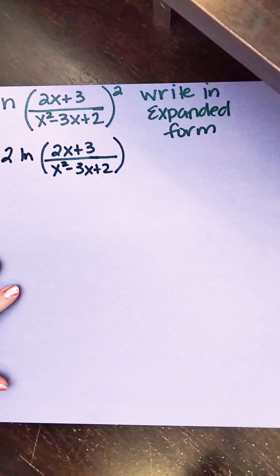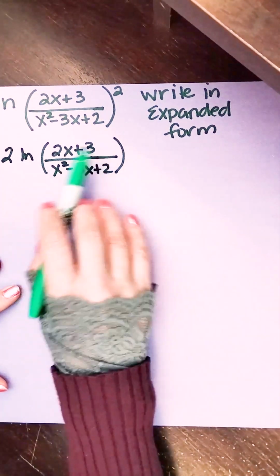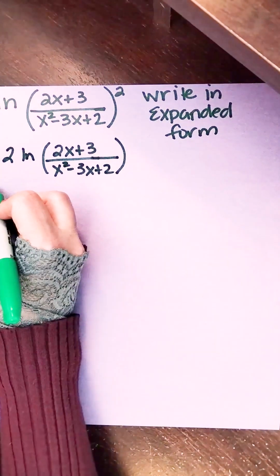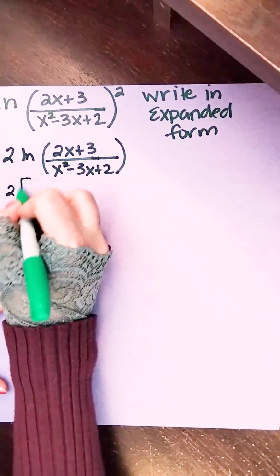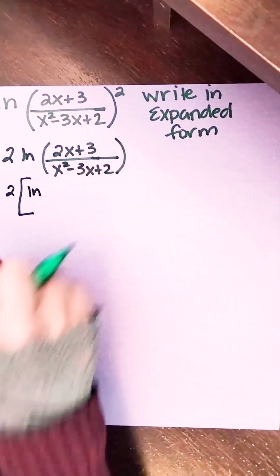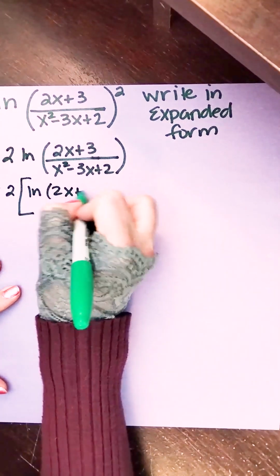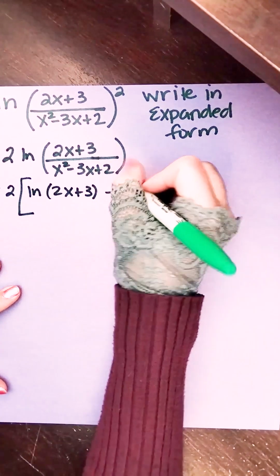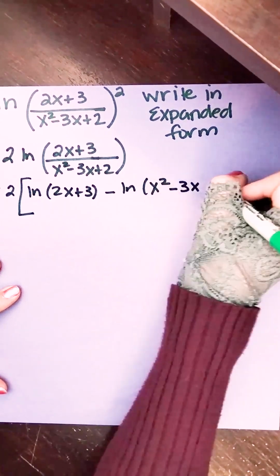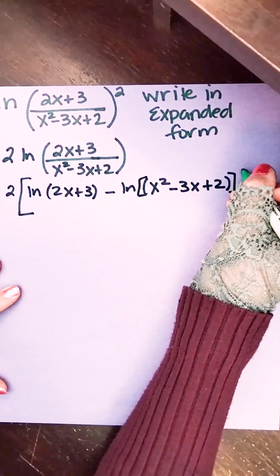Then what I notice is I have the natural log of a quotient. And so I can use the quotient property of logarithms. And so I'm going to have 2 times the natural log. So when I have the log of a quotient, that's equal to the log of the numerator minus the log of the denominator. This minus this.